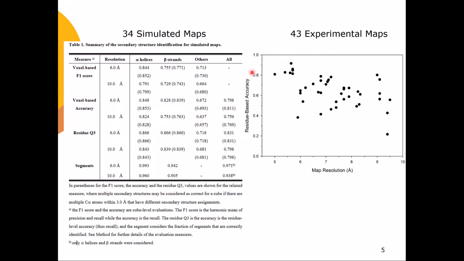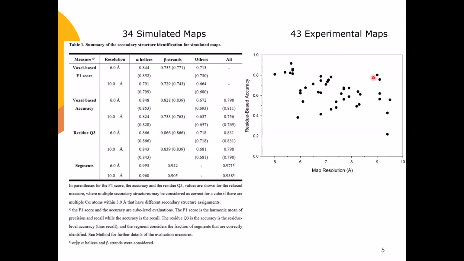We can see the results at that time. Once we applied it to the simulated maps at 6 angstrom and 10 angstrom, as you know, the simulated map is too clean compared to realistic cryo-EM maps. So if you apply EMAP2-seq to the simulated map, the overall accuracy to detect the secondary structure is over 80%.